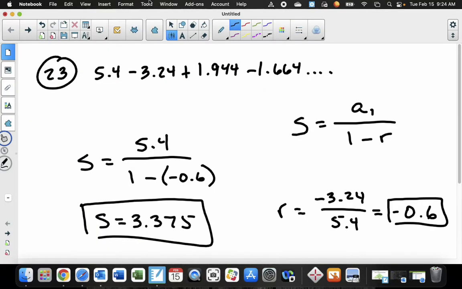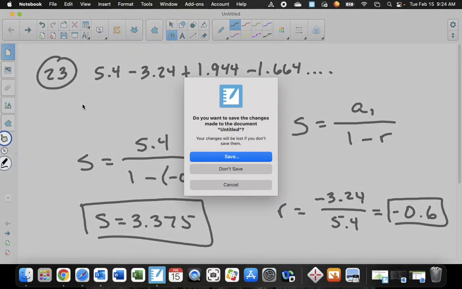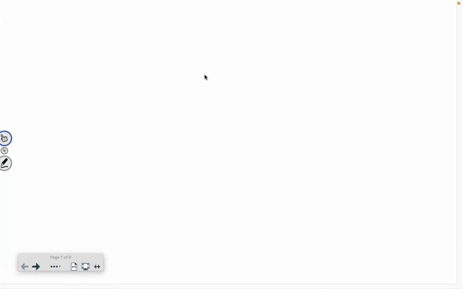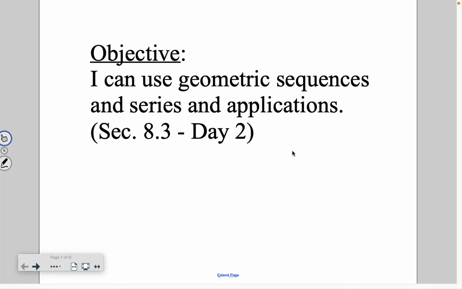So, let me go into the actual lesson for today then. Like I said, it's not really much of a lesson. It's just a couple of application problems. And I have it copied off for you, so let me give you that, so you don't have to write the whole problems out.